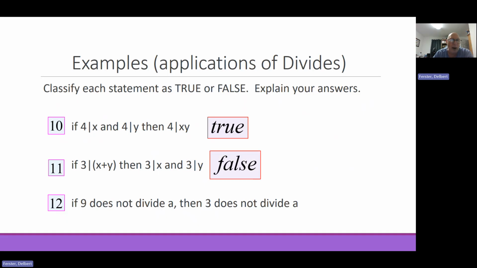All right, number 12. If 9 doesn't divide A, then 3 doesn't divide A. That's another sneaky one. Think about a number like 15. 9 does not divide 15. But you know what? 3 does. So the way number 12 is phrased, I think we're going to come back false. So a lot of true falses, just try to get a handle on this divides idea.